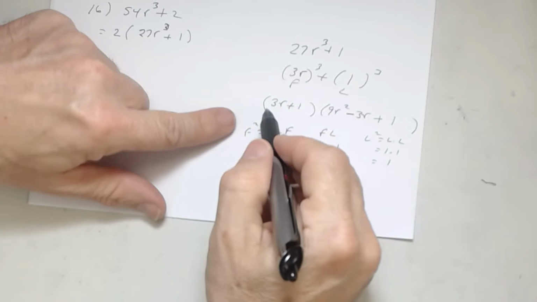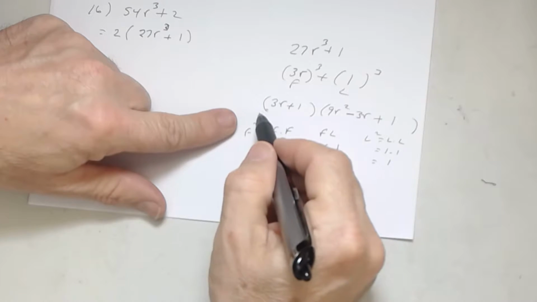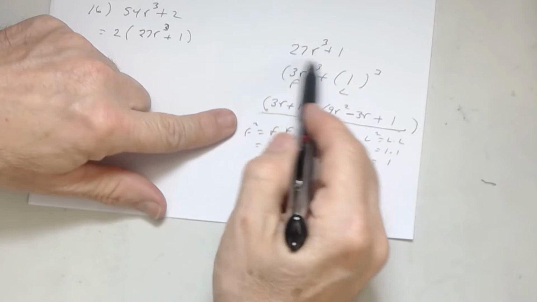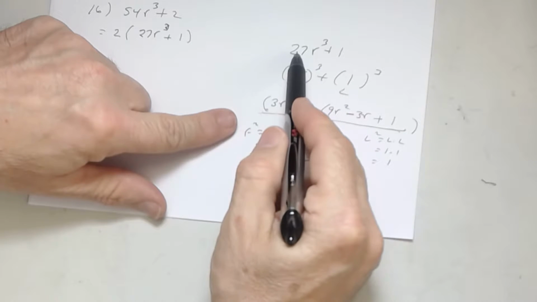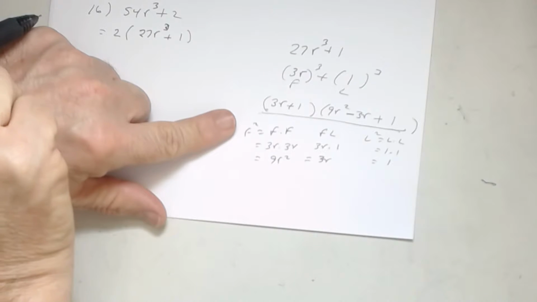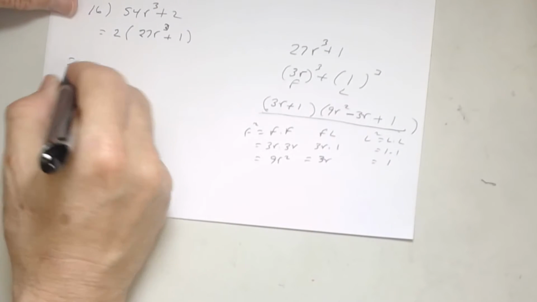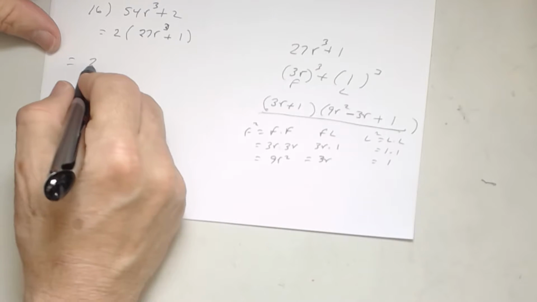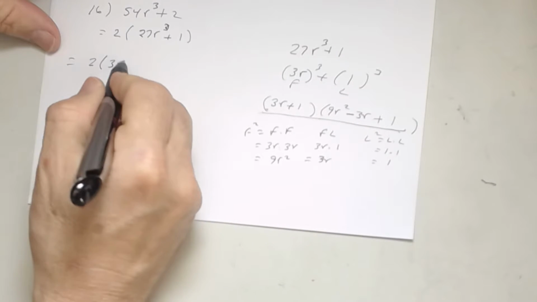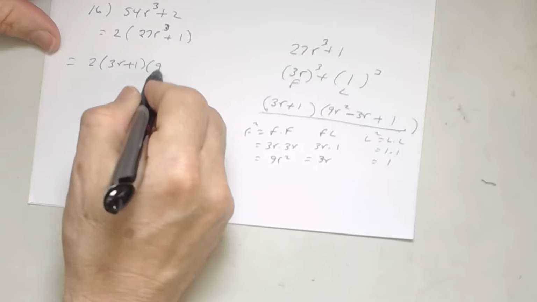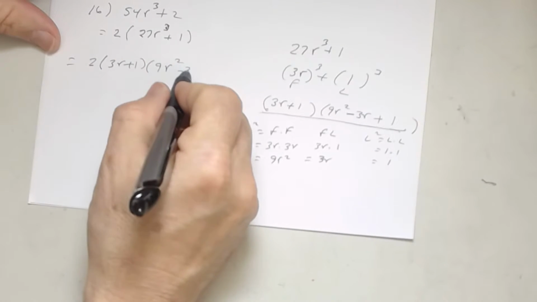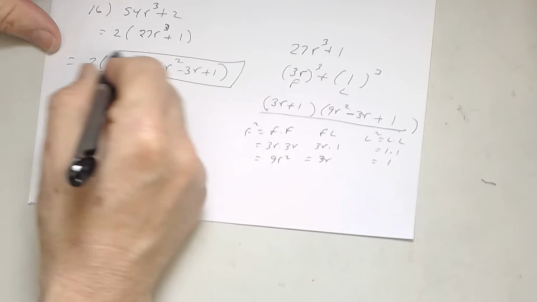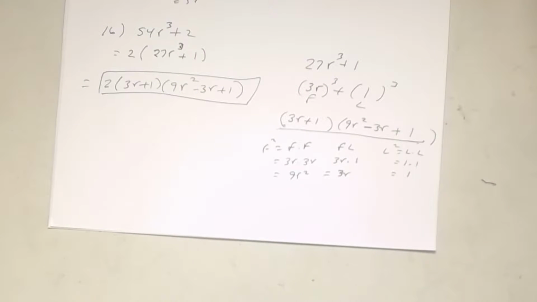Now be careful. Remember, this is the answer to this, but that wasn't the original problem. The original problem, you factor out a what? A 2. So your answer has to have a GCF of 2. So what's the answer? 2 times 9R squared minus 3R plus 1. Okay? All right.